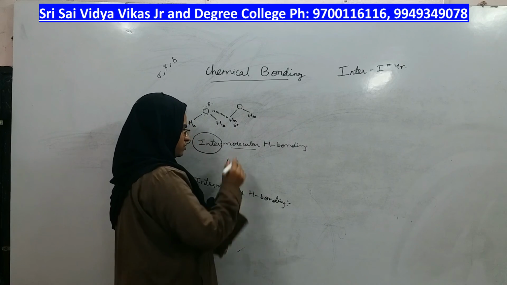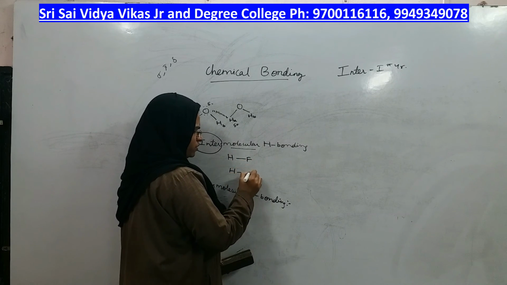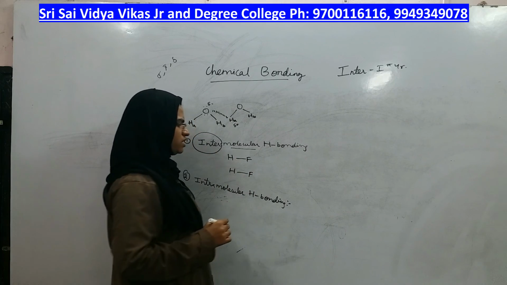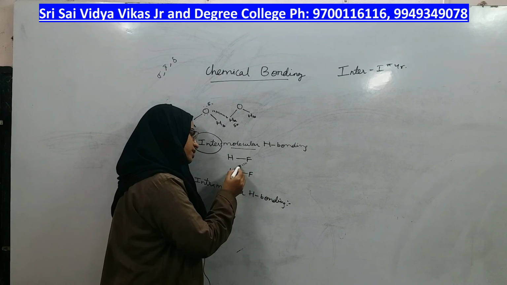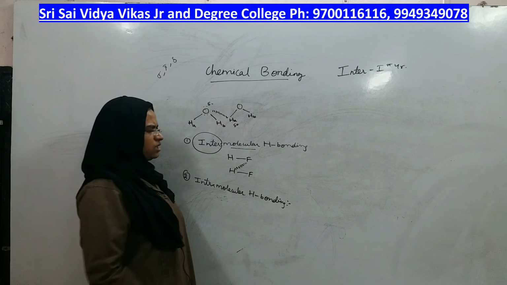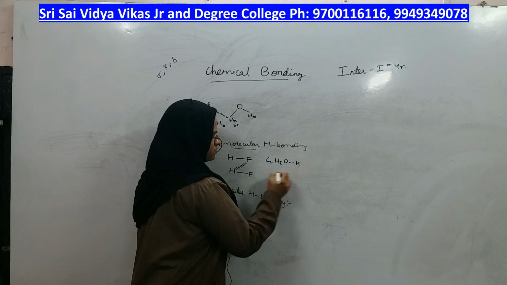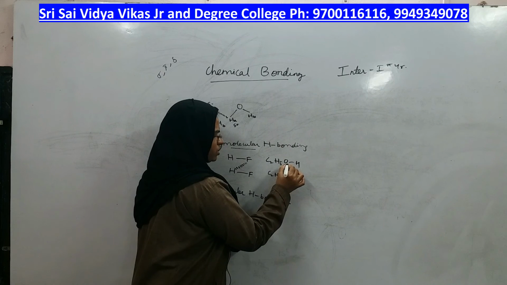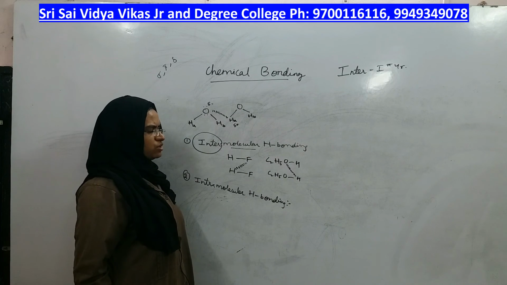How? Let me show. This is an HF molecule, this is another HF molecule. Fluorine is electronegative in nature or not? Fluorine of one molecule and hydrogen of another molecule develop electrostatic forces of interaction, and this is hydrogen bonding, right? And you can also see that in ethanol. Oxygen of one molecule and hydrogen of the other molecule. This is also intermolecular hydrogen bonding.